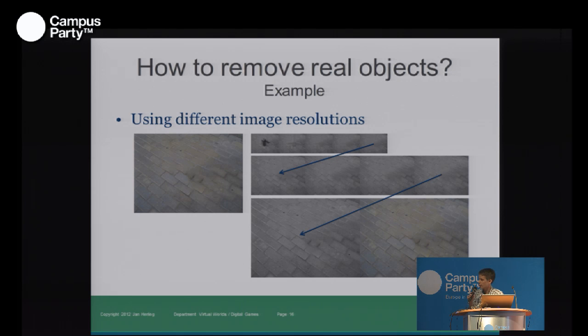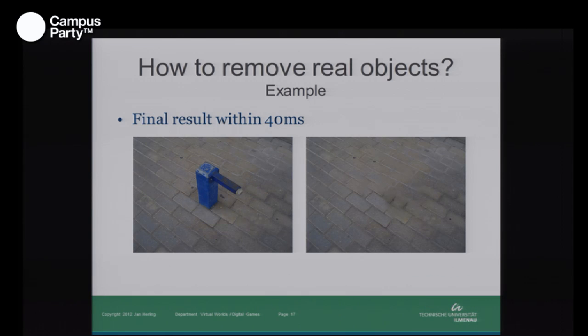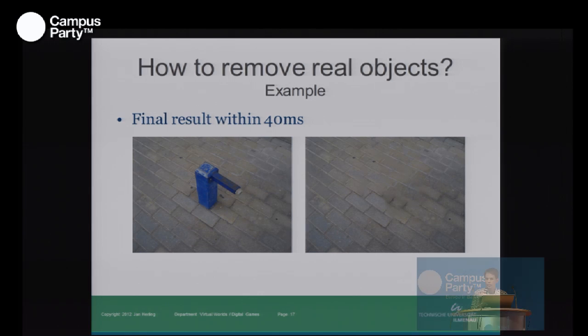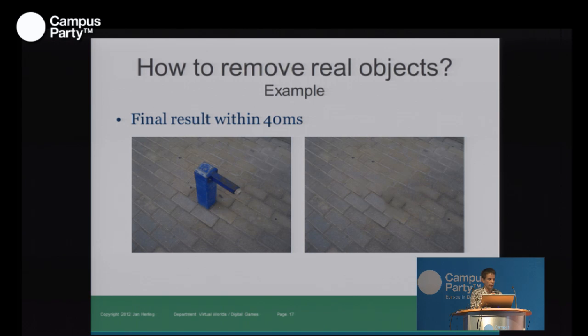So this is actually what our algorithm applies for each camera frame. So for each frame, we are doing this kind of pyramid algorithm. And here we have the direct comparison. On the left, you can see the real object, and on the right, you can see our diminished reality result. And we can create this within 40 milliseconds. And I don't know whether you have tried Photoshop, but it mostly takes more than 1 second for an image. And this makes diminished reality work, because if it's not real time, then we have no fun with that.